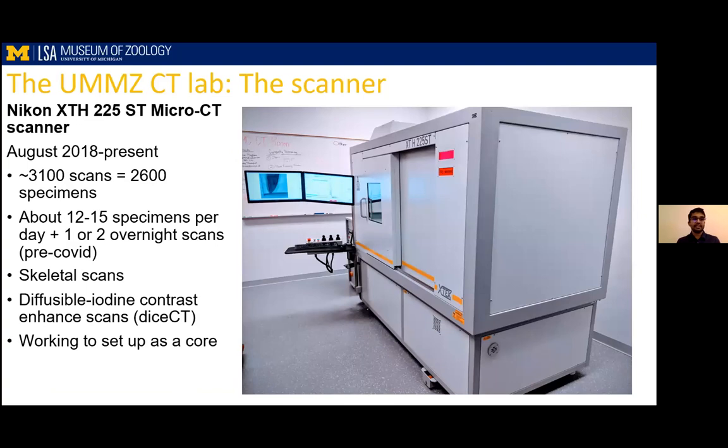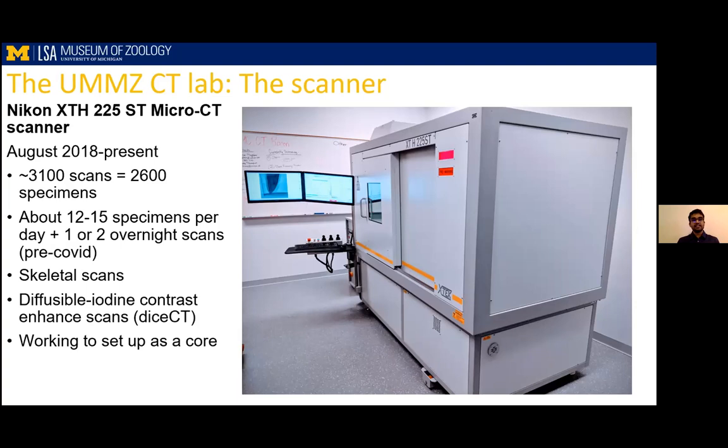Since August of 2018, we have conducted about 3,100 scans, which represents about 2,600 specimens. So some specimens are actually scanned multiple times, depending on the research project and depending on if we're looking at particular regions of their anatomy. Now, pre-COVID, we were scanning about 12 to 15 specimens per day with 1 or 2 additional overnight scans.